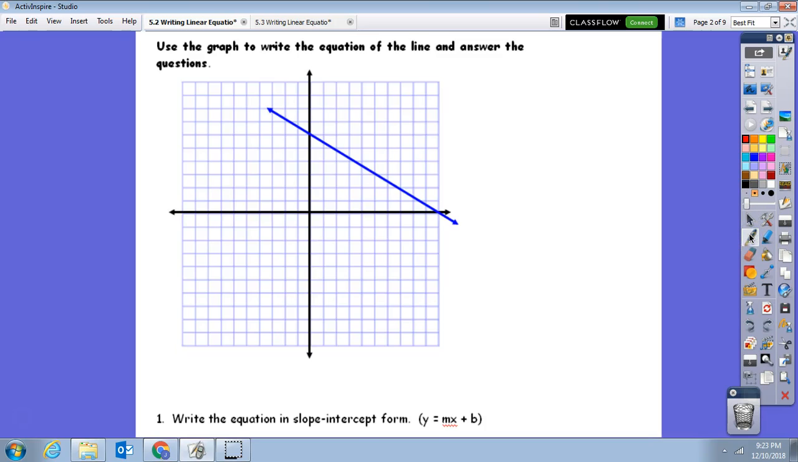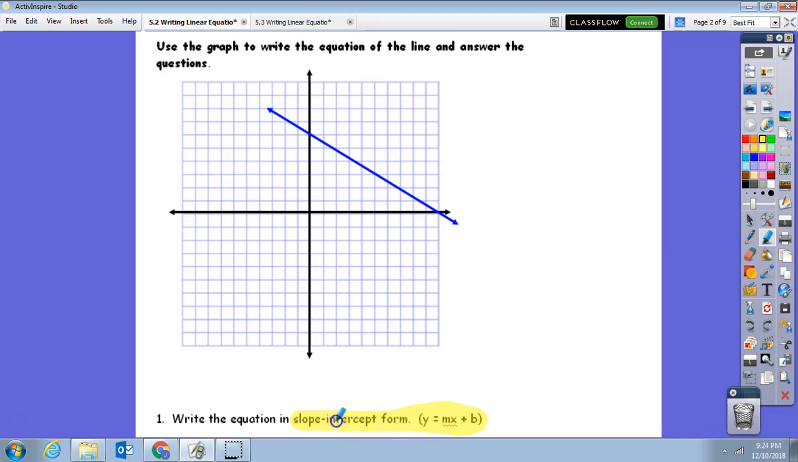Alright, so we're going to do a little bit of review of what we did last time, and we're going to talk about a couple new things today. Last time in class we talked about writing the equation of a line in slope-intercept form. Remember, if you don't remember, down here at the bottom there's a little reminder.